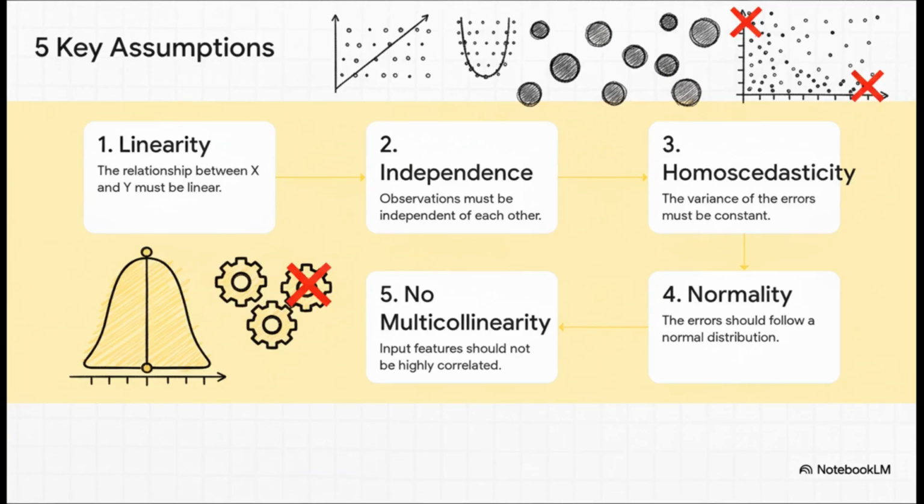Third, homoscedasticity, and I know, that is a mouthful. It just means our mistakes should be random and evenly spread out. Our model shouldn't get worse and worse at predicting as prices get higher. The last 2 rules basically just make sure our errors are random and that we aren't using the same information twice. If you break these rules, your prediction line just isn't trustworthy.